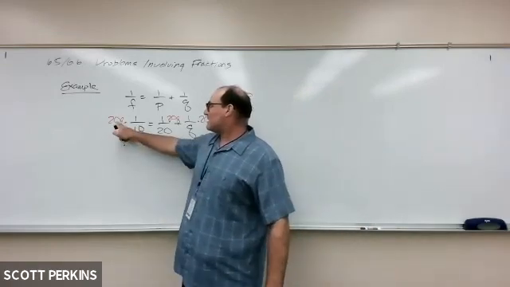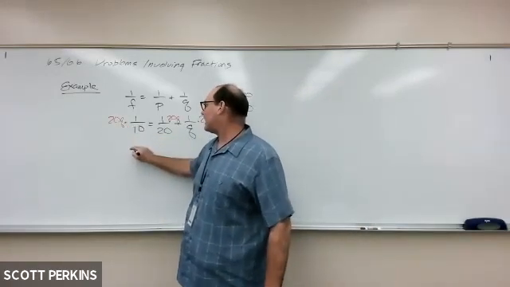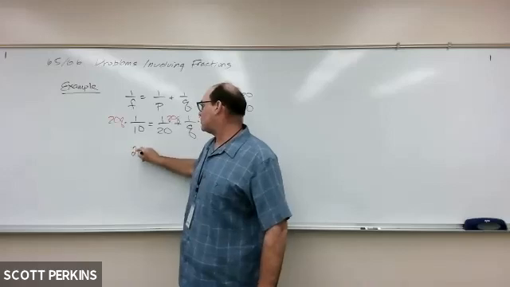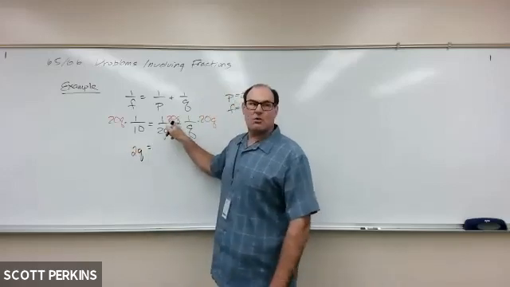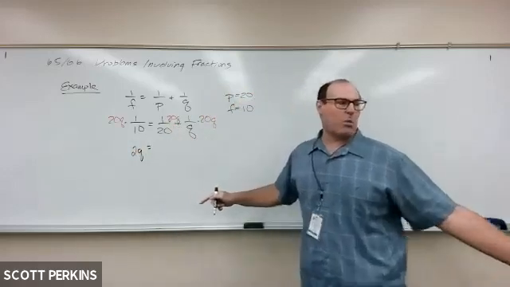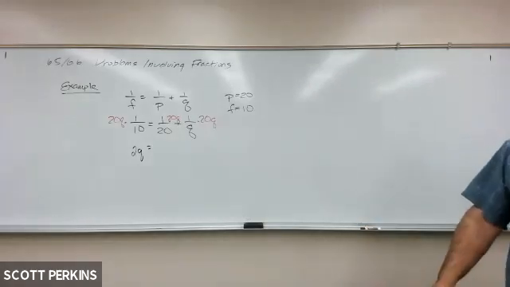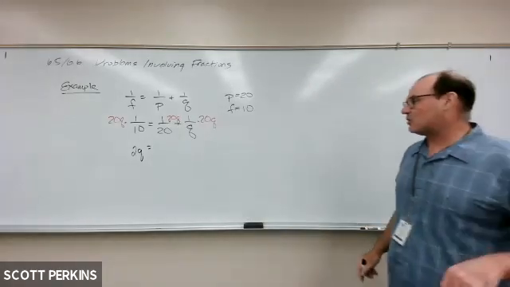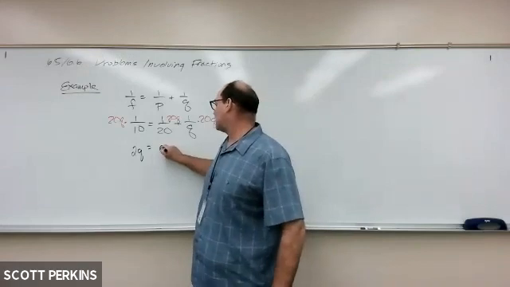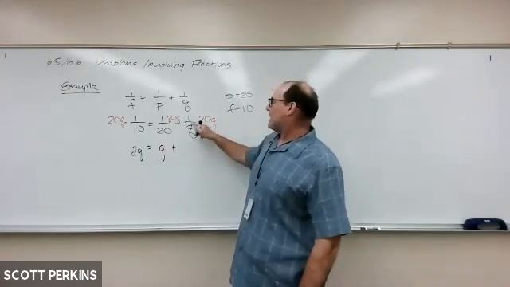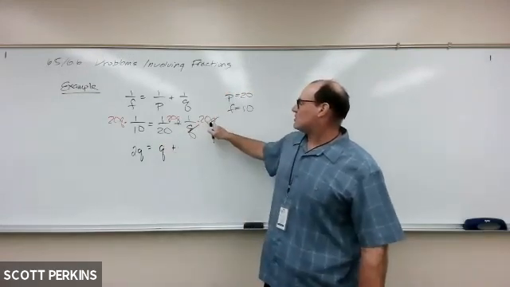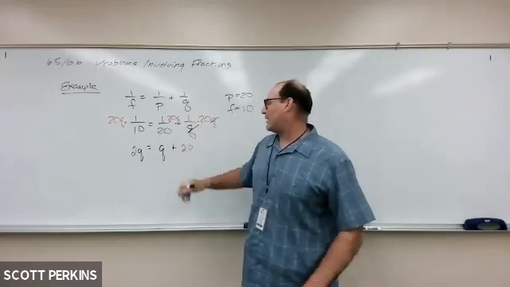So here I've got 20 over 10. 20 divided by 10 leaves me 2. So I have 2q. 20 divided by 20 is 1. So I have 1q as my next term, or 1q is just going to be q. And then plus here, the q's cancel. And so I have 20 times 1 or 20.